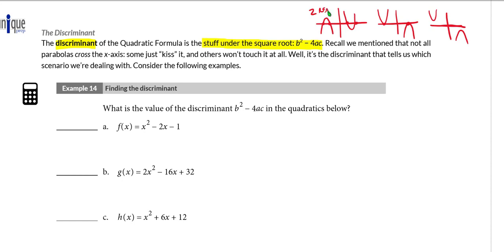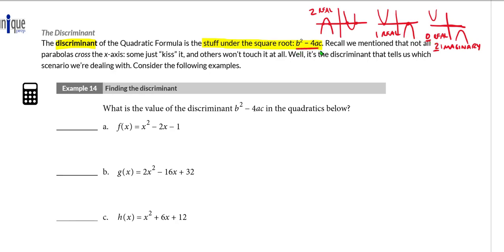This is 2 real zeros, this is 1 real zero, and then over here on the right we have no real zeros but 2 imaginary. All quadratics do have 2 roots or 2 solutions, so if you have no real, you must have 2 imaginary.